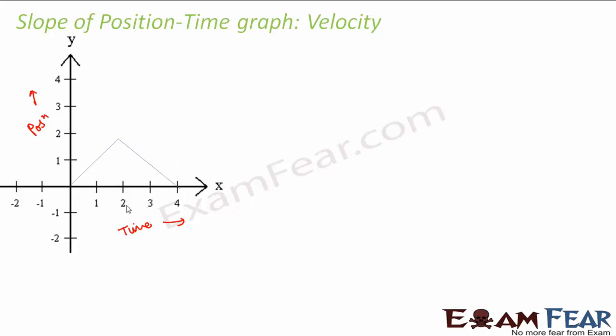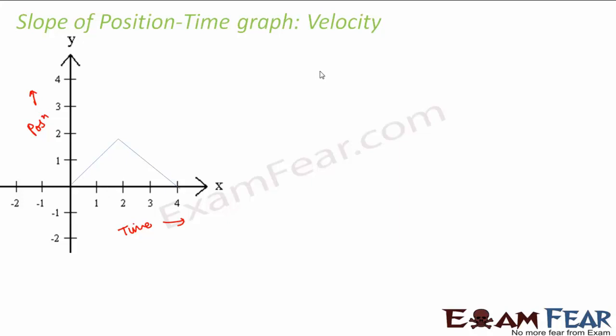So in this case, how do we calculate velocity? Here we actually have two straight lines. This is the first line and this is the second line. So how do we calculate the slope? First we calculate the slope of this line, then we calculate the slope of this line. So the total slope will be the slope of this plus the slope of this. So what do we get here?